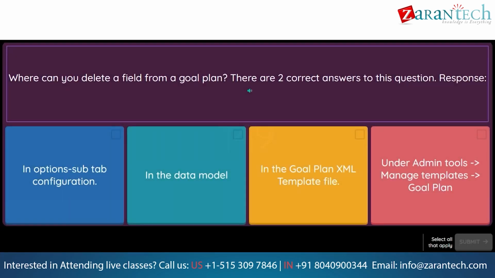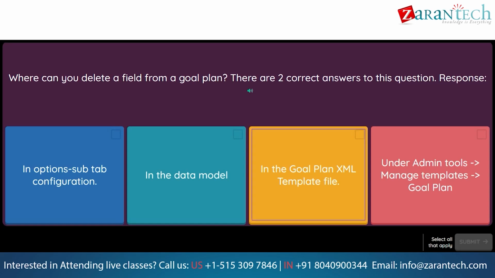Question: Where can you delete a field from a goal plan? There are 2 correct answers to this question. Response. Option 1, In Options subtab configuration. Option 2, In the data model. Option 3, In the goal plan XML template file. Option 4, Under Admin Tools-Manage Templates-Goal Plan.